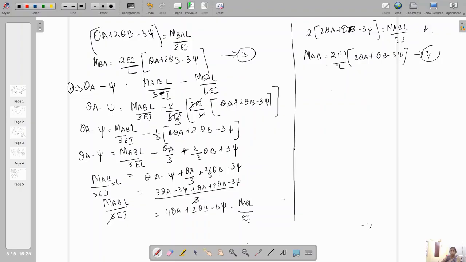Compare equations 3 and 4. These are the slope deflection equations. For MBA, you write the same term 2EI by L, and you multiply 2 with B and 1 with A. That is theta A plus 2 theta B minus 3 psi. For MAB, you multiply 2 with A and 1 with B. That is 2 theta A plus theta B minus 3 psi. So these are the slope deflection equations which we are going to consider in our problem.